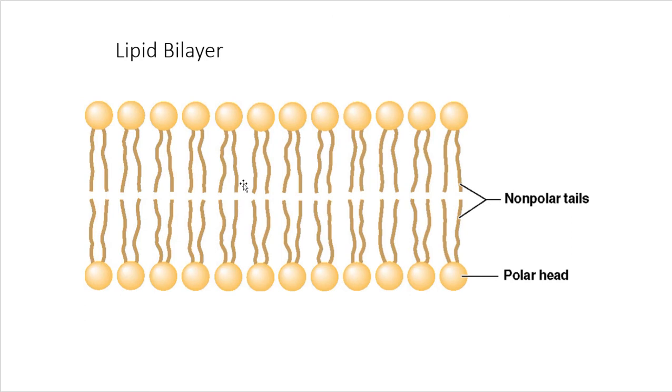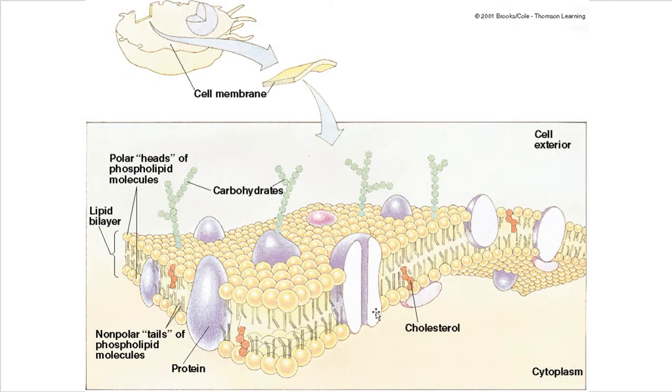As you can see here, the lipid bilayer or phospholipid bilayer is made of non-polar tails and a polar head. Here you can see the double structure of a cellular membrane. And here you have an image of how it is composed. Also we have cholesterol and carbohydrates, but mainly it's a lipid bilayer, a phospholipid bilayer.